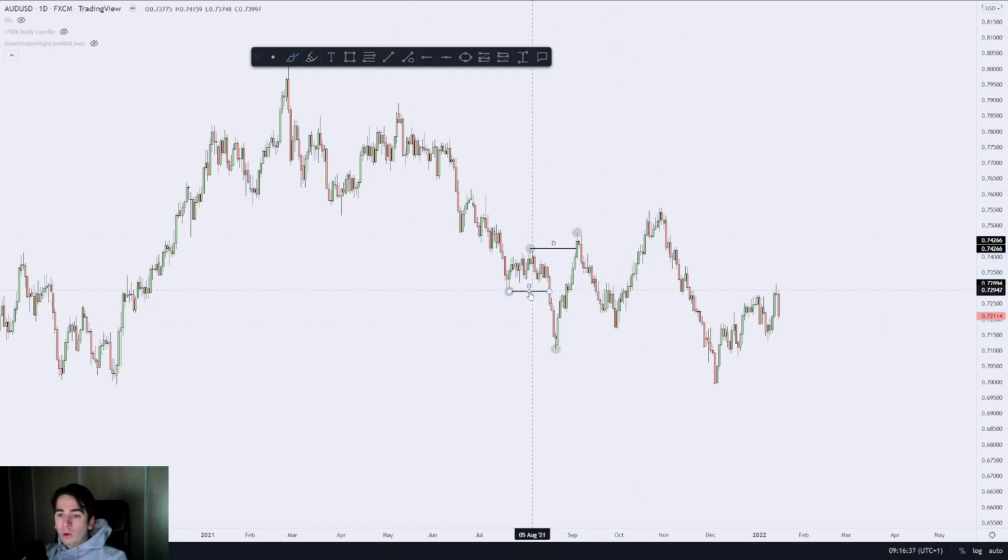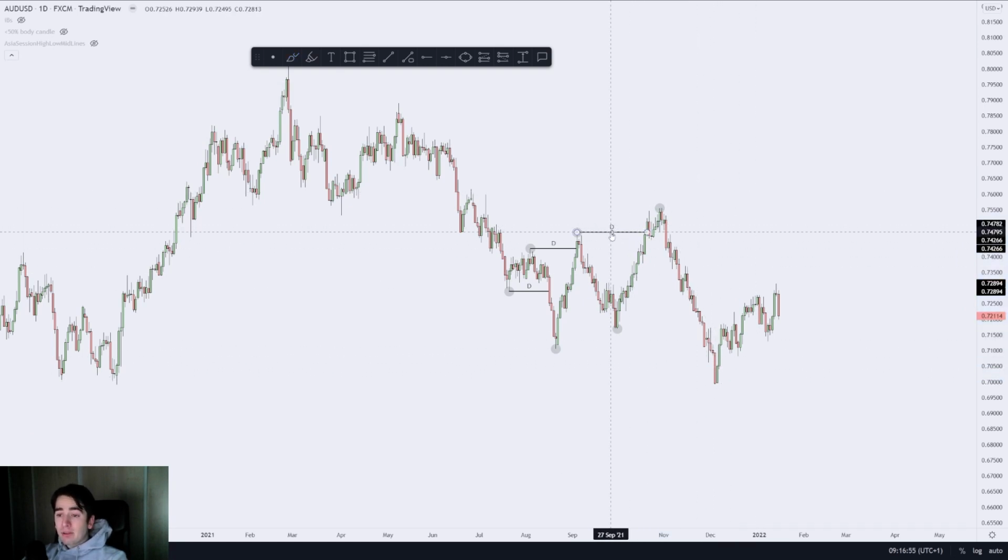What happens? Once again, we see a break of structure on the daily over here. So we have that bullish continuation. This becomes your higher low. This over here becomes your higher high, because from this higher high, not from this high, but from this higher high, we start getting that pullback down.